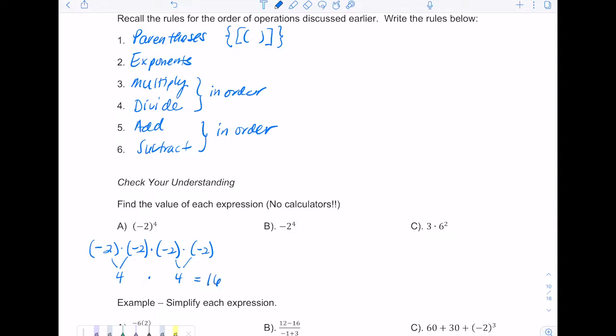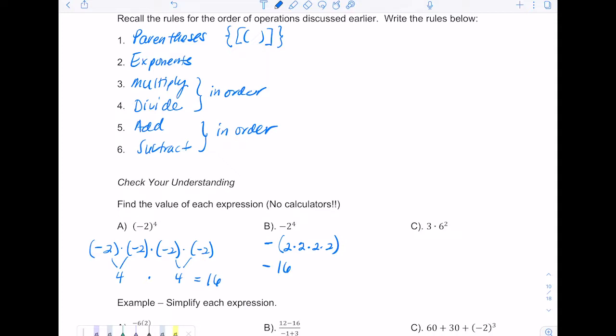Now in letter B, it looks like the same problem as A, but it's not, because here it's just the 2 that's being raised to the fourth power, not the negative. So we're going to just put the negative on the outside, and here it's just 2 times 2 times 2 times 2. So here we would have -16.